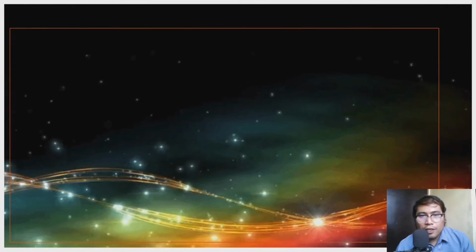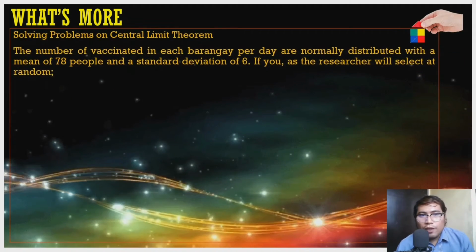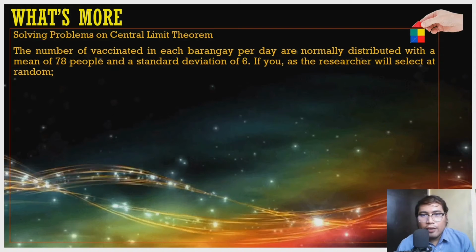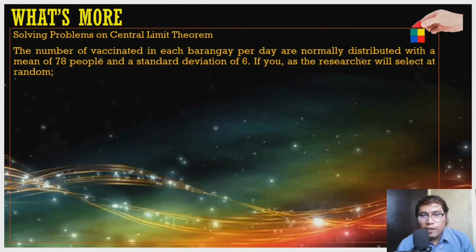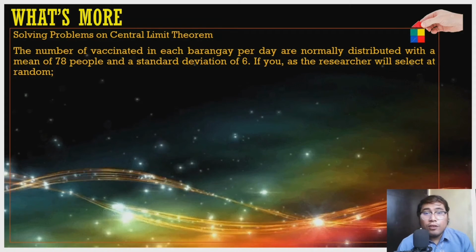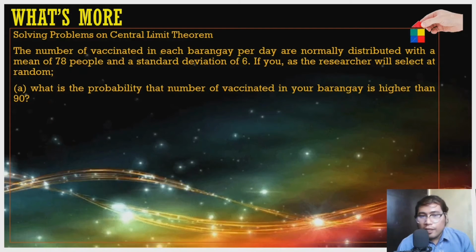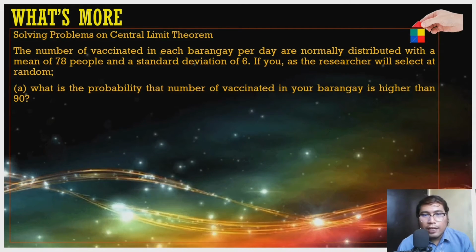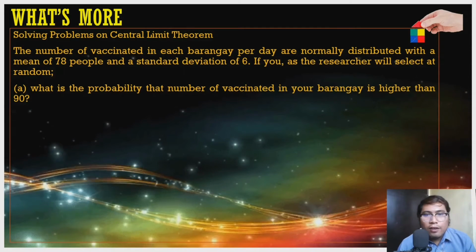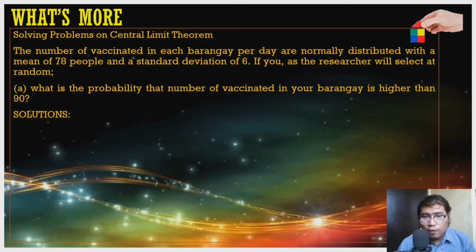Going back to the problem, we have the number of vaccinated people in each barangay per day normally distributed with a mean of 78 and a standard deviation of 6. If you, as the researcher, select at random, let's go with letter A: what is the probability that the number of vaccinated people in your barangay is higher than 90? In here, we have to show the solution. How do we solve this problem?